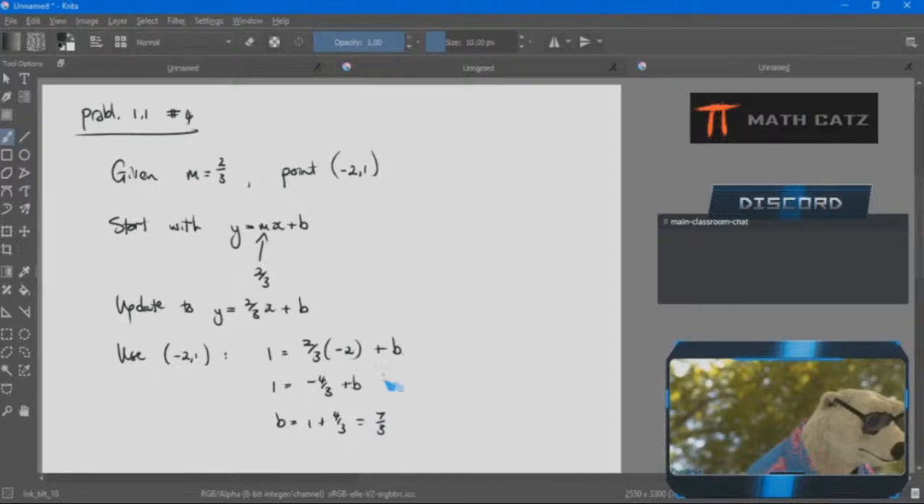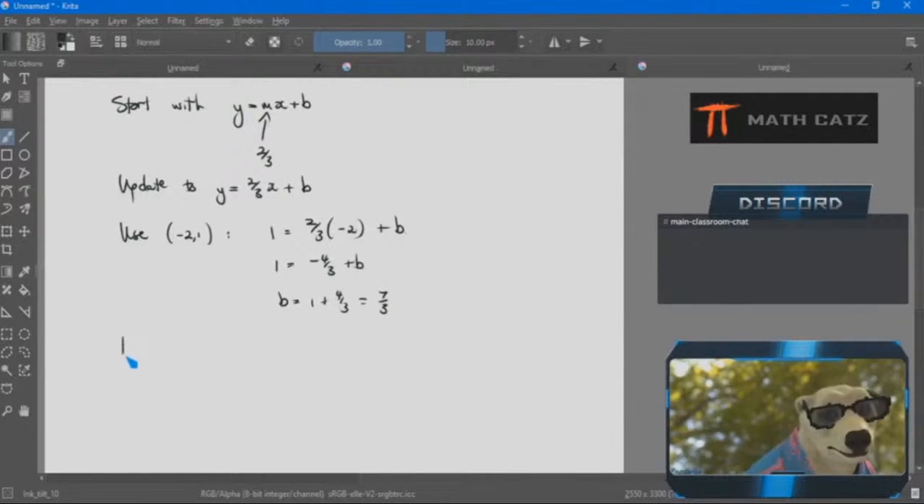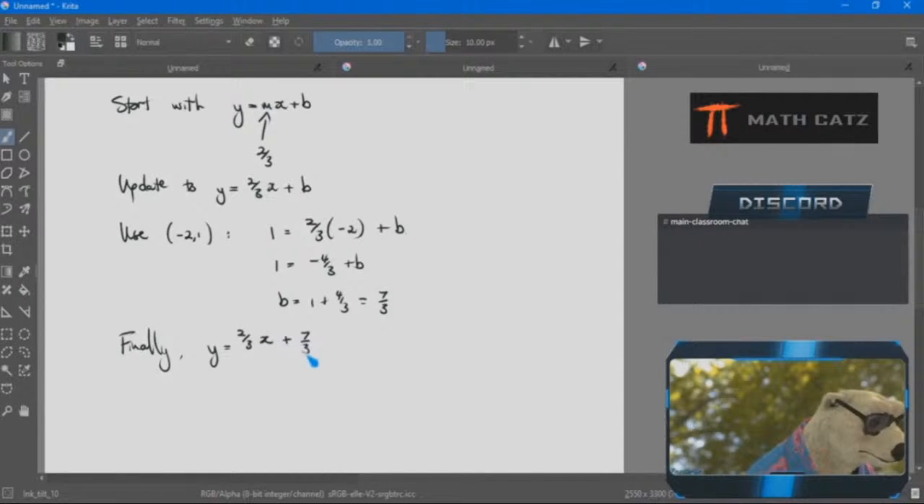Now I can go decimal here, but then I have to round it, and I don't want to do that. It might not look ideal. So let's just leave it as a fraction. My slope is in fraction form anyway. So finally, I have what they're looking for. y equals 2/3 x plus 7 over 3. Let's put a box around it.